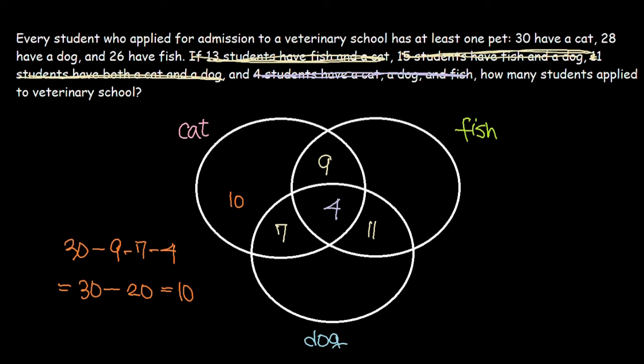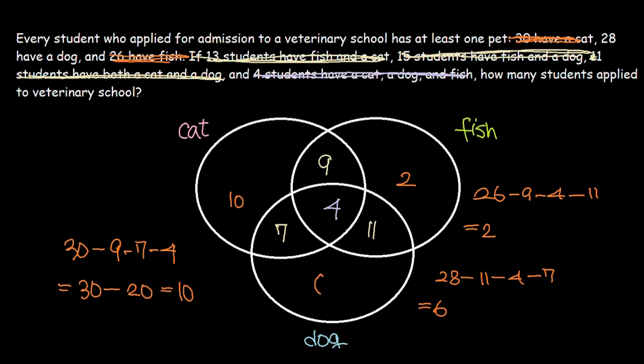Same thing for the fish. We're given that 26 have a fish. So 26 minus 9 minus 4 minus 11, which gives you 2. And finally, for the dog, we're given that 28 have a dog. So 28 minus 11 minus 4 minus 7, which gives you 6. So now we have completed filling out the diagram.